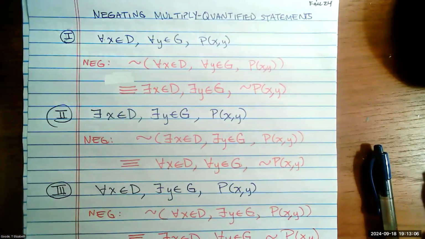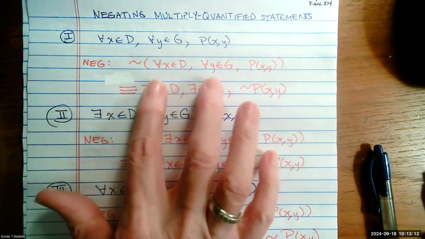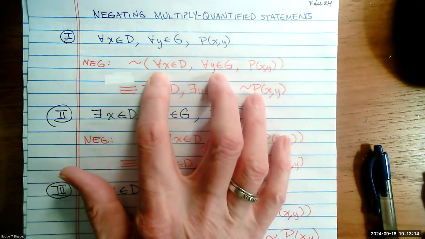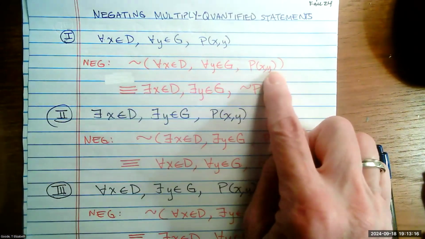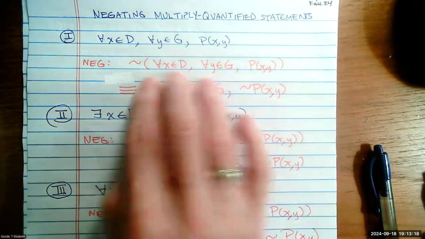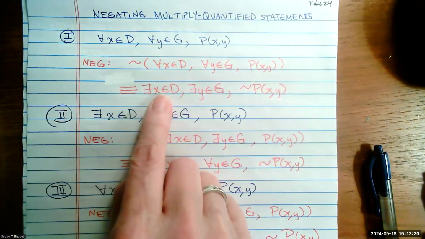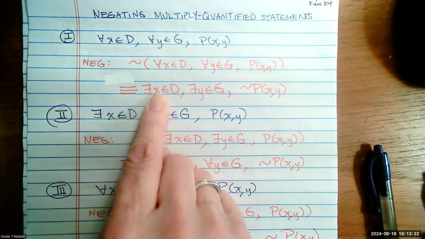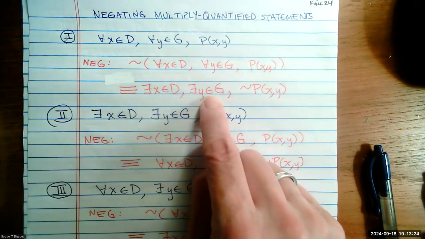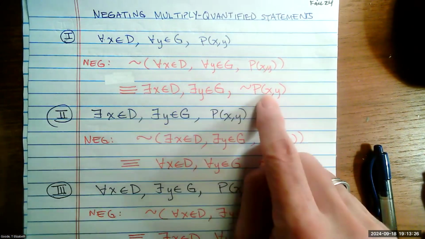Now let's talk about why this negation makes sense. If it's not true for every x in D and for every y in G that this property holds, you know, if it's not true for all of them, doesn't that make sense that it means there is at least one x in D and one element y in G for which the property fails?